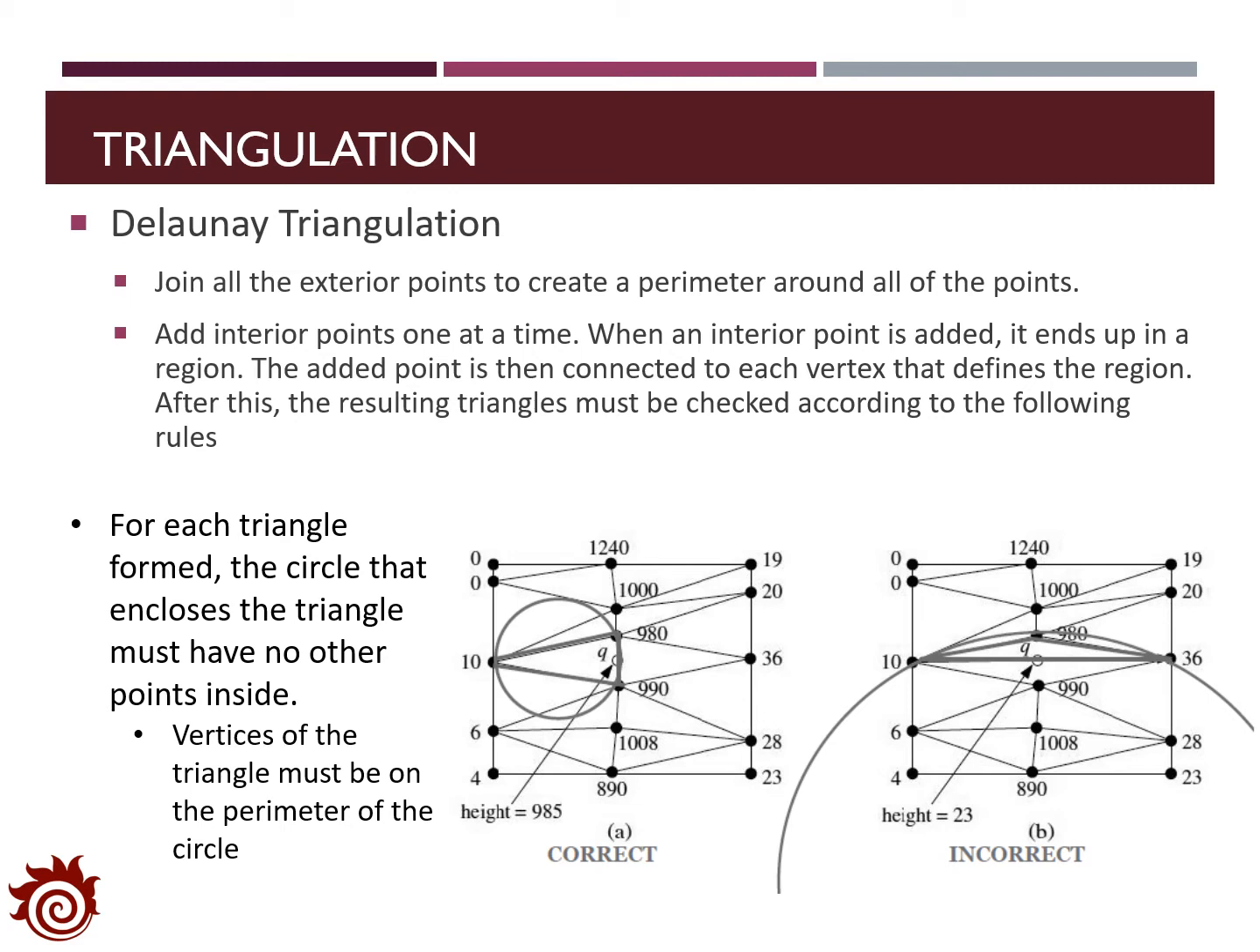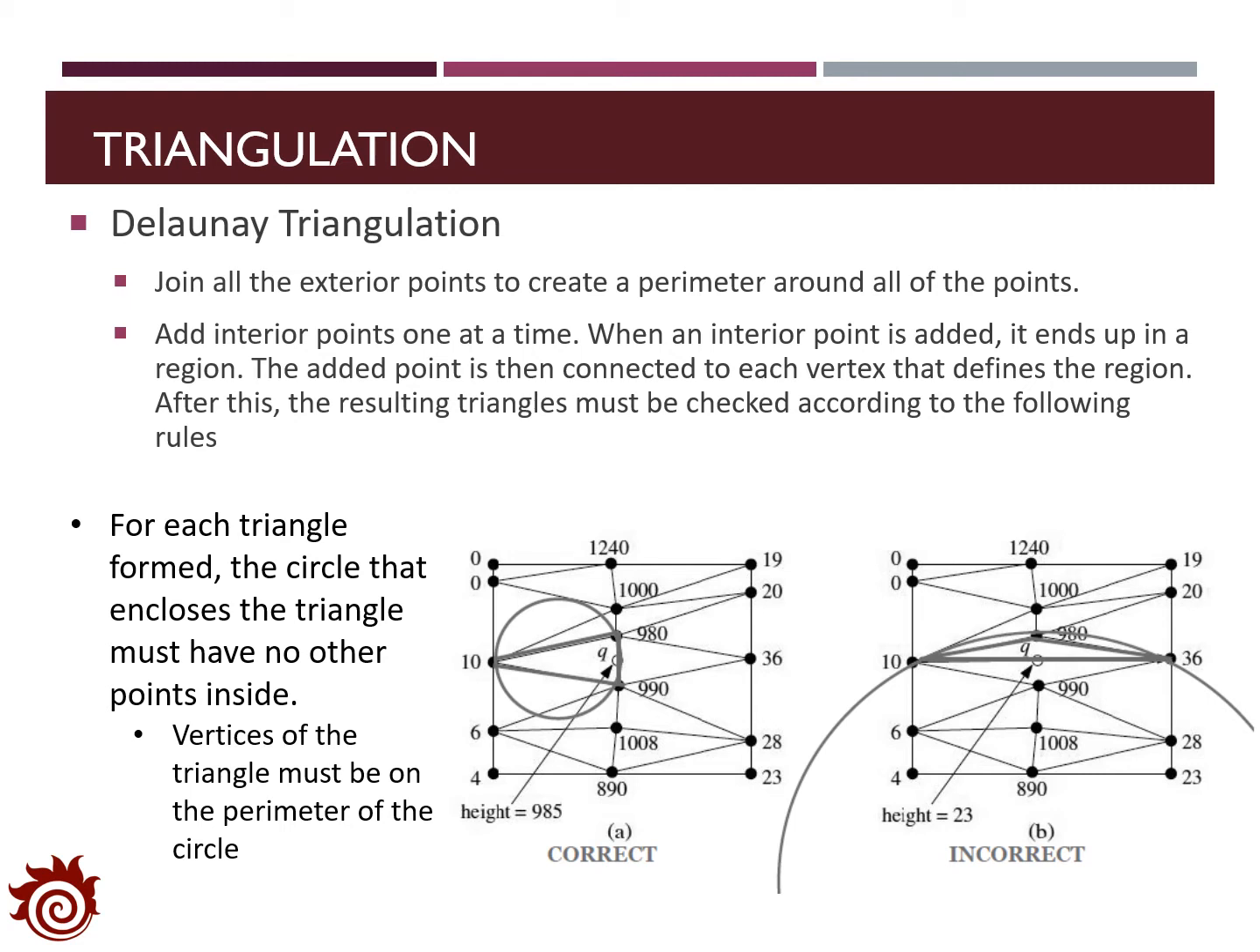So for each triangle you observe in the triangulation, the circle that encloses the triangle must have no other points inside, and all the vertices of the triangle must be on the perimeter of the circle. We can use the example in the previous page to double check the rule. For the result in figure A, we can use the points 10, 980, and 990, and the circle will be drawn to cover all these 3 points.